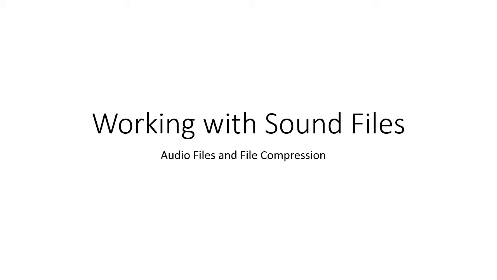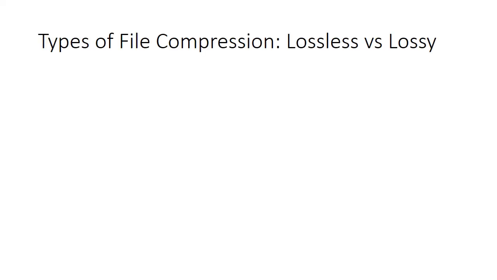Okay, in this presentation, we'll be talking about how to work with sound files, how to create sound files, and how to compress. Okay, first of all, in general, there are two types of file compression algorithms. In one type, no information is lost whatsoever. That is, the new file that is created is smaller than the original file, but has the exact same information on it. The other type of file compression, called lossy, means that some information is removed from the file, and that's how it's made smaller.